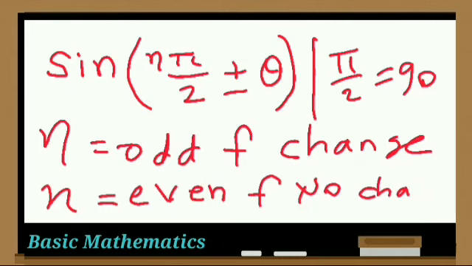Suppose if we put n equals 2, then 2 cancels 2 and we get the angle pi plus or minus theta. In this condition there is no change in the function. Sin will become only minus sin theta if we put pi plus theta, and if we put pi minus theta, then sin will give the output positive sin theta. Is it clear to you?